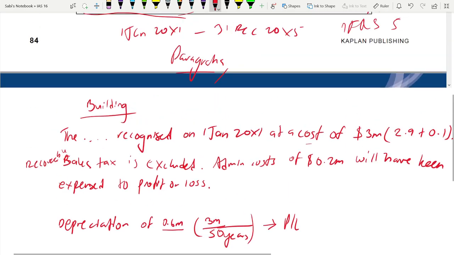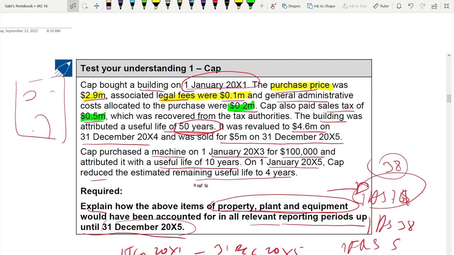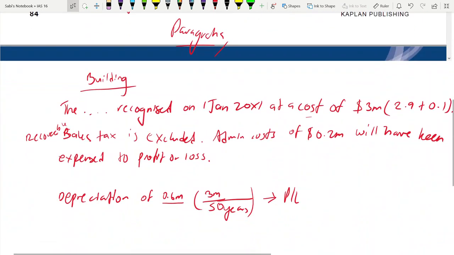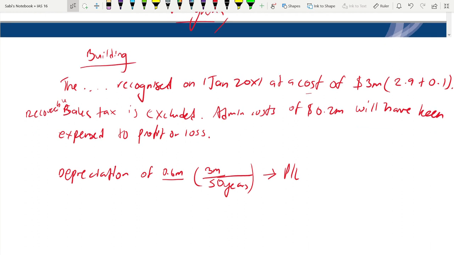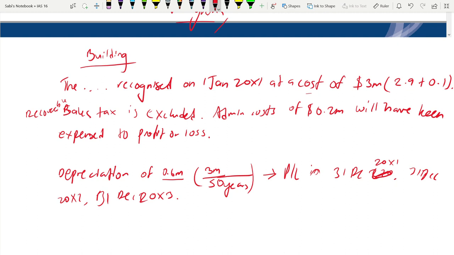For how many years? Please understand. When was this revalued? Where's the revaluation date? 31st December 2004. So that means for 31st December 2001, 31st December 2002, 31st December 2003, 3 years it will be charged at this depreciation. This depreciation will go to P&L. Understand? You need to follow an order. Can you understand that order? From 3 million, then we depreciate, then we'll talk about revaluation later on. Don't immediately start jumping to revaluation. Okay. So P&L in each of the years. What are the 3 years? 31st December 2001, 31st December 2002, 31st December 2003. These are the 3 years 0.6 million depreciation will be charged in the P&L.